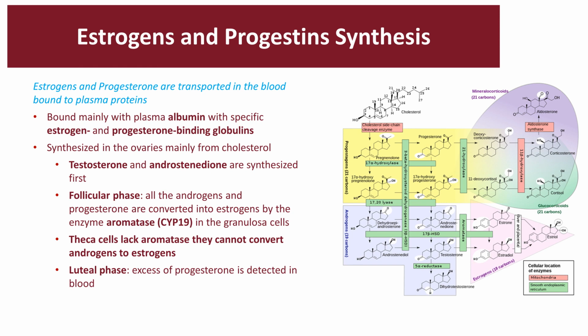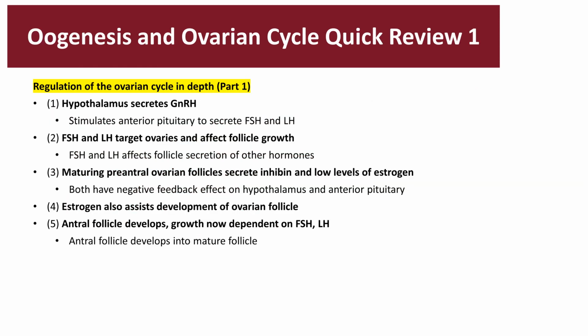Progesterone created in the granulosa cells can feed back into theca cells and get converted to androgens and then pumped back into the granulosa cells again. So in summary, theca cells have receptors for LDL and LH, whereas granulosa cells have receptors for LDL, LH, and FSH. Here's a quick review of the oogenesis and the ovarian cycle.